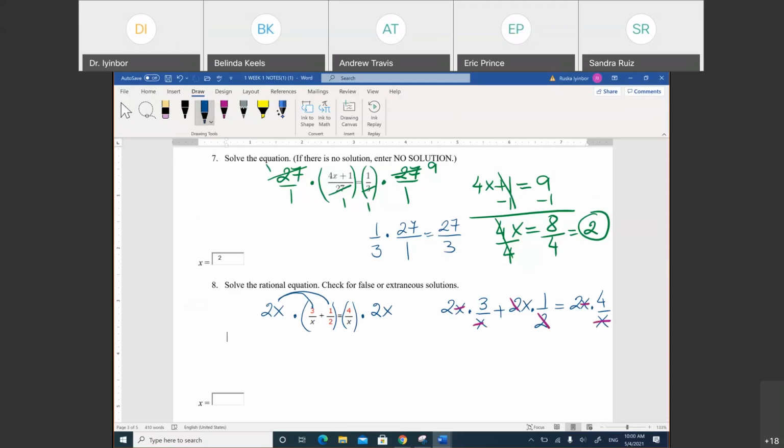So when you cancel those, what is left? The first fraction gave me 2 times 3. What is 2 times 3? 6. 6 plus, what is left in the second one? Just 1x, right? Equals 2 times 4 is 8. And then that's what you have to solve, and you're going to subtract 6 in both sides. So you get x equals 8 minus 6 is 2. So that's the solution, x equals 2. Any questions?